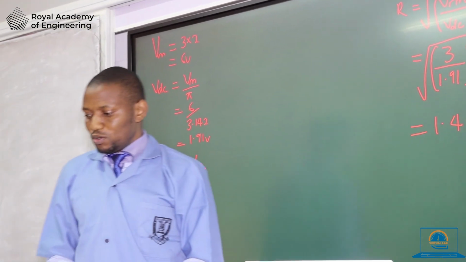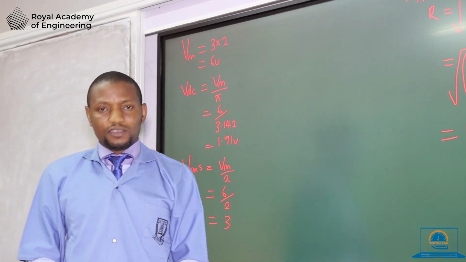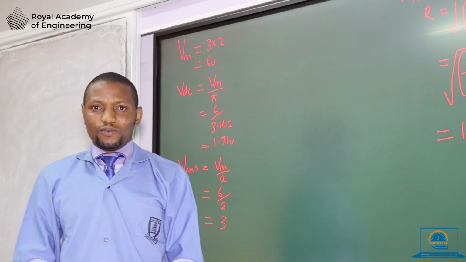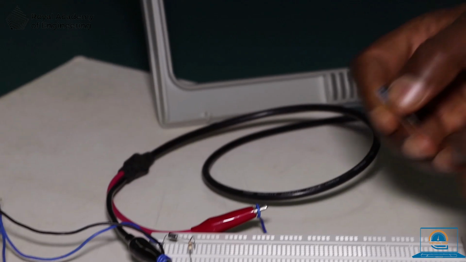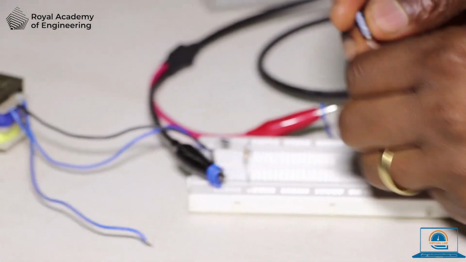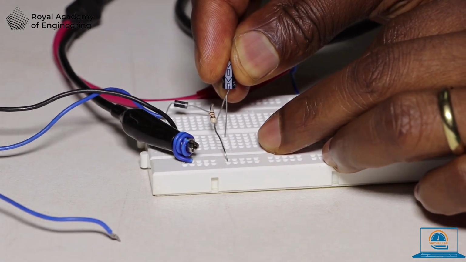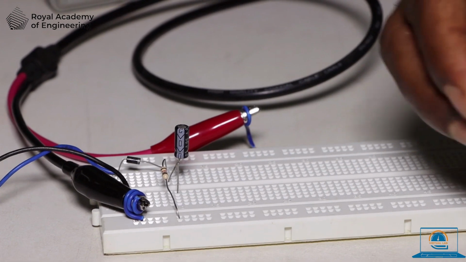We'll come back to our circuit where we shall be adding the filter to it and also calculate the ripple factor of the circuit using the filter. We'll add our filter to it. The filter is connected in parallel with the load resistor.